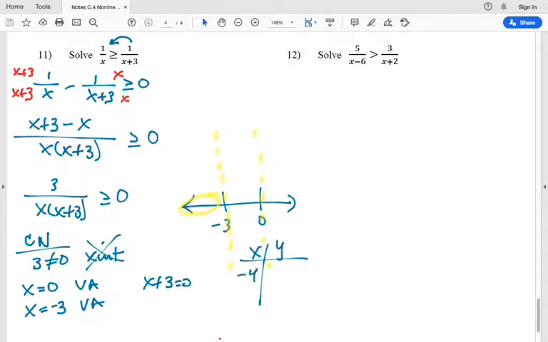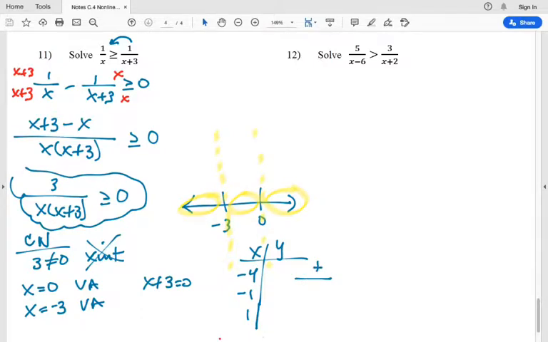I'll choose -4. For this interval, I'll choose, I guess, -1. And when I do this interval, I'm going to choose +1. All right, I'm going to plug it back into this one. And so we're going to end up with a positive over a negative times a negative, which ends up being a positive over positive. So that's positive on this interval.